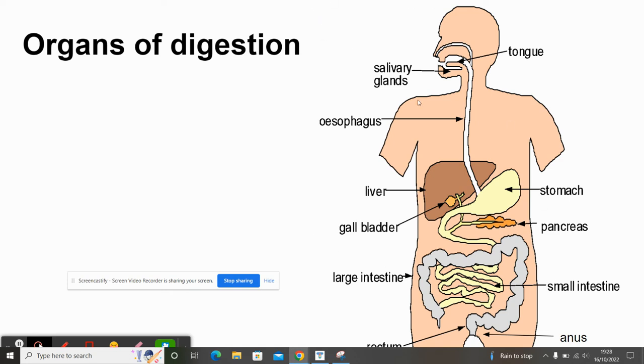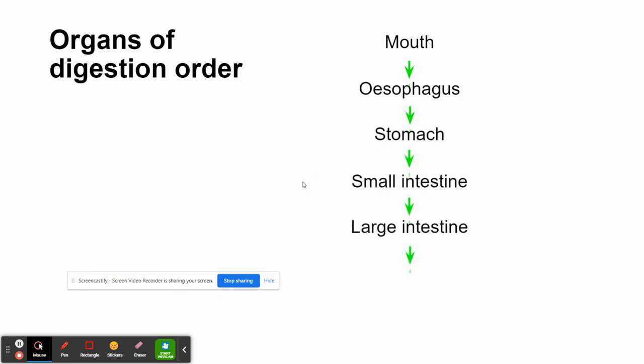So that is the digestive system, a mixture of mechanical and chemical digestion. From the mouth through to the esophagus, to the stomach, to the small intestine, to the large intestine, to the rectum, and then through the anus. They are the organs that digestion happens through, and that's them in order.